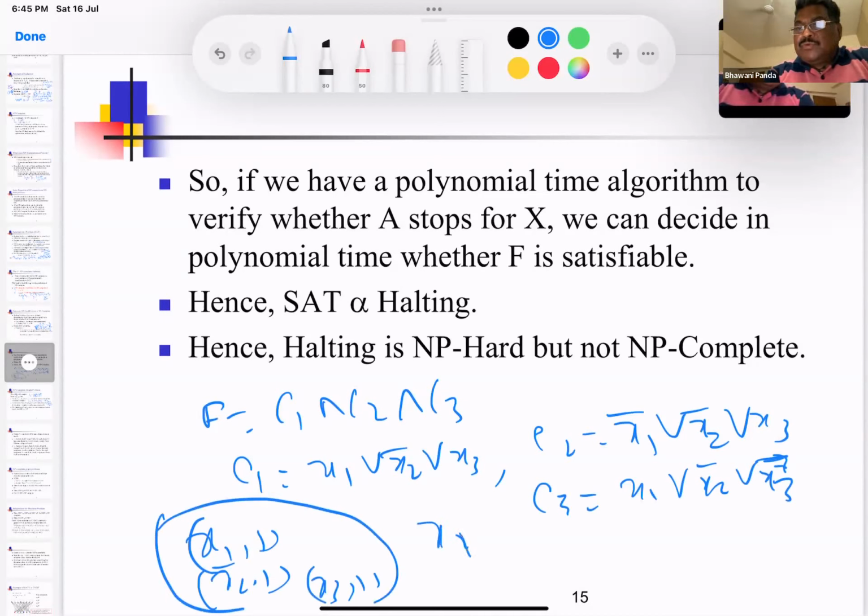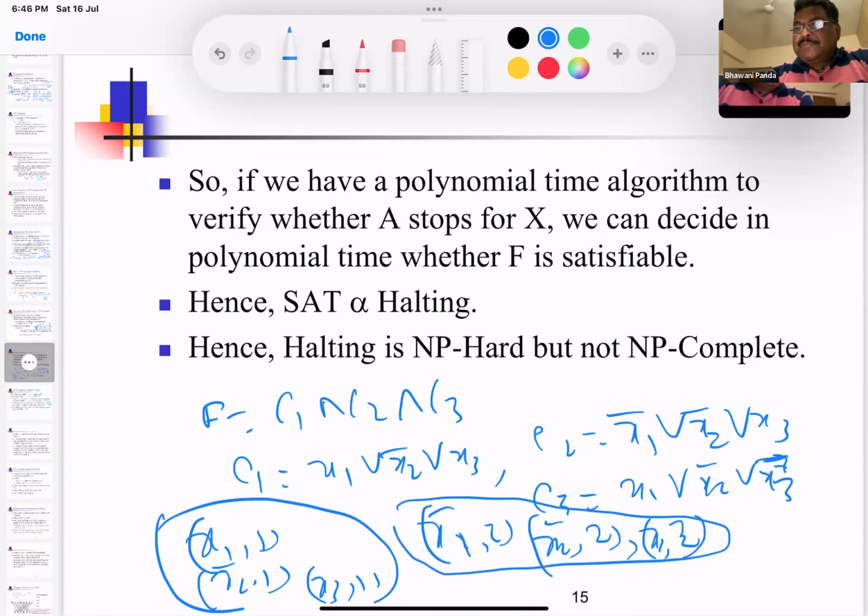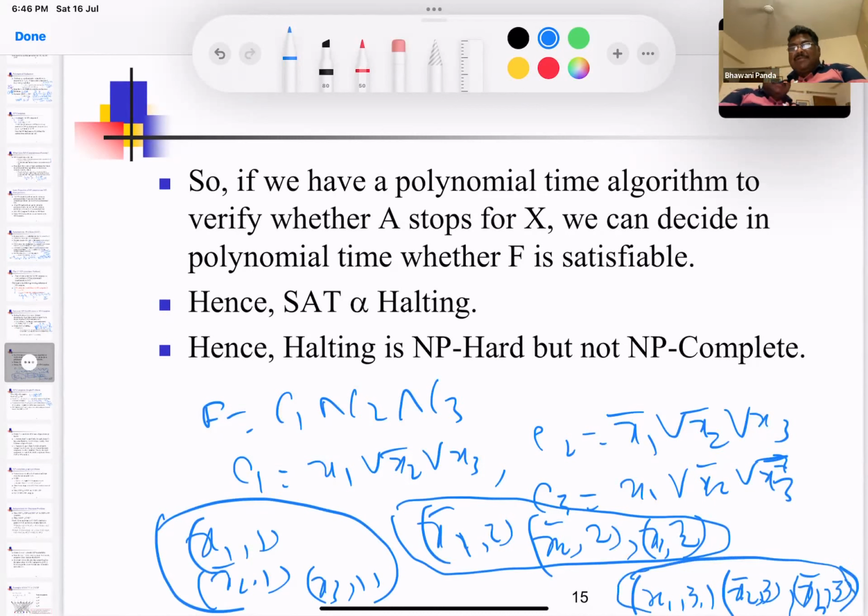Then X1 bar,2; X2 bar,2; X3,2, for the second clause. This is my second set. And X1,3; X2 bar,3; and X3 bar,3. So these are the third set. So these are the vertices, 3 into 3, 9 vertices.